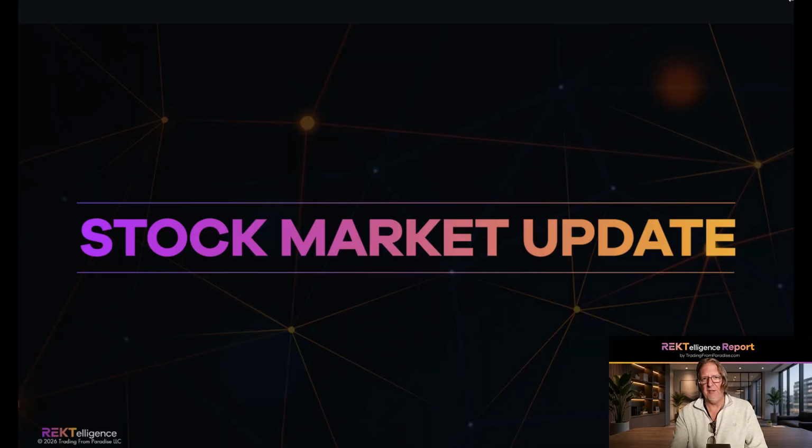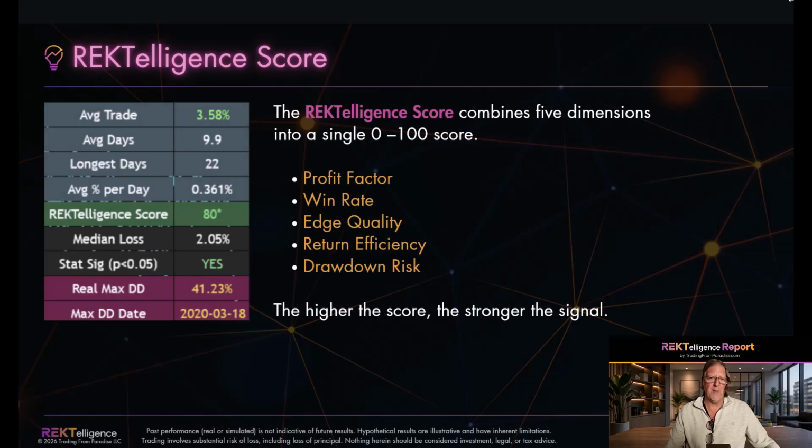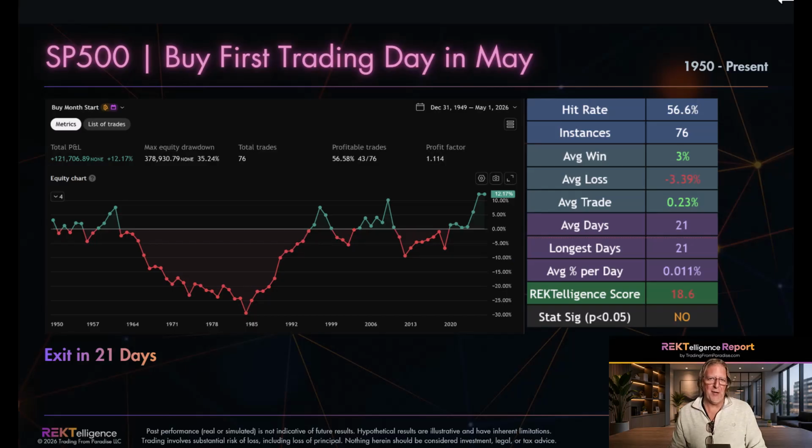I've got a seasonality focus and a very simple query, but before I get to it, quickly, the REKTelligence score, you'll see this on a couple charts that follow. This is an objective function, which just means it's a rolled up score, which takes into account profit factor, win rate, edge quality, return efficiency, or how fast is capital turnover, and drawdown risk, and puts it into a 0 to 100 score. Higher is better. Here we've got a hypothetical buy May 1st and sell a month later.